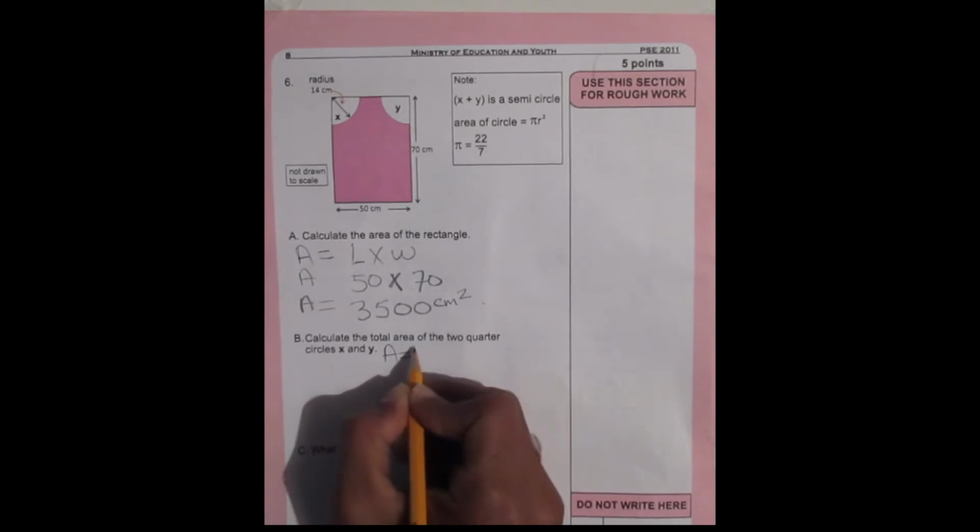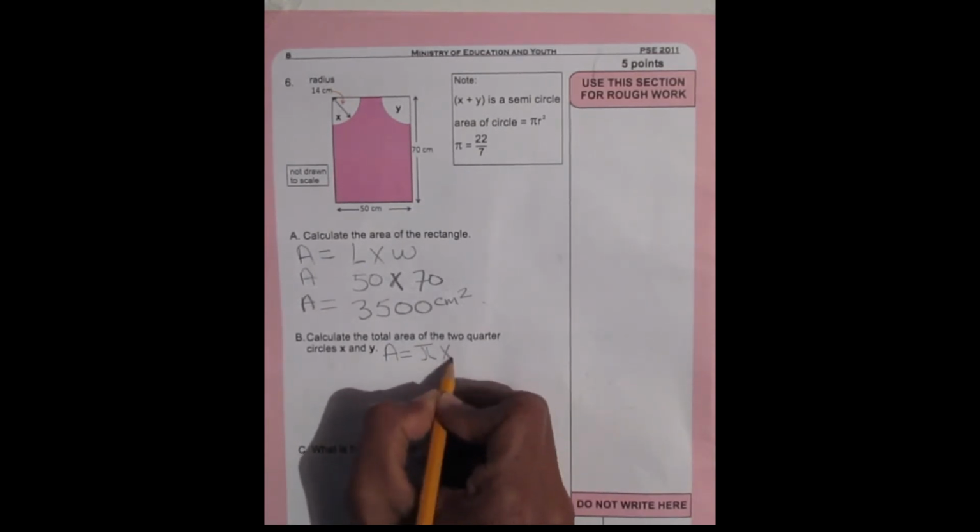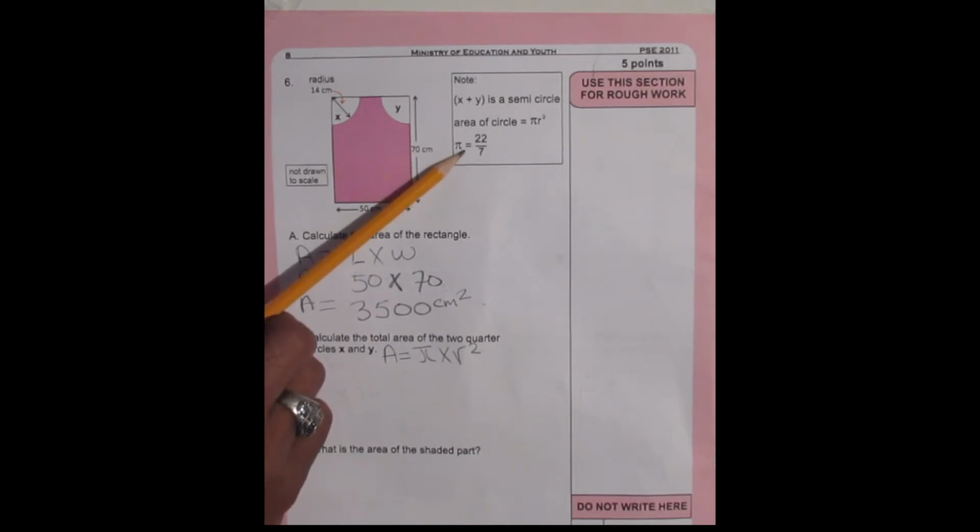B says calculate the total area of the two quarters of the circles X and Y. So those two quarters of the circle will give us half of a circle, which is a semicircle. So in order for us to find the area of a circle, we use the formula area equals pi times r square. And remember, pi could be 3.14 or 22 over 7. But this specific problem says use pi as 22 over 7. So for this problem, we're going to use pi as 22 over 7.